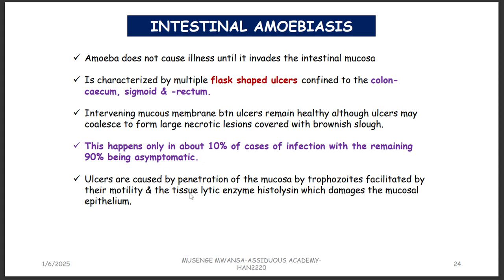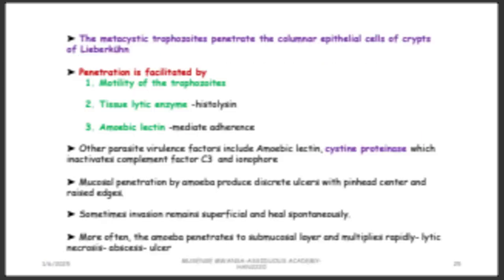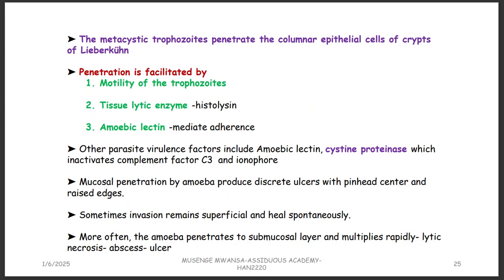These ulcers are caused by the penetration of the mucosa by the trophozoite. But what helps the trophozoites to penetrate the mucosa? It is facilitated by their motility and the tissue lytic enzyme histolysine. They can bring an exam question there. So histolysine is able to break down tissue. It will damage the mucosa, and that's how they are able to penetrate into the GIT.